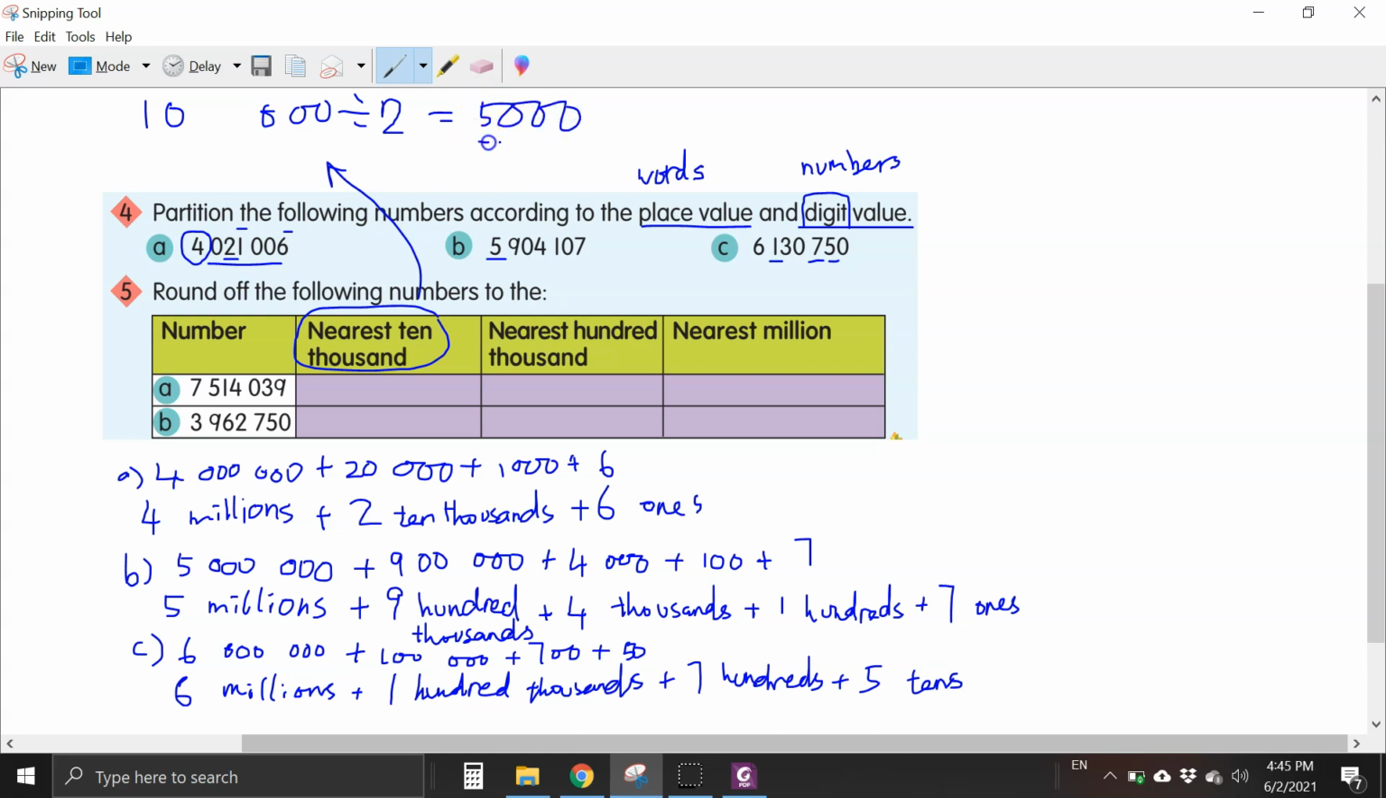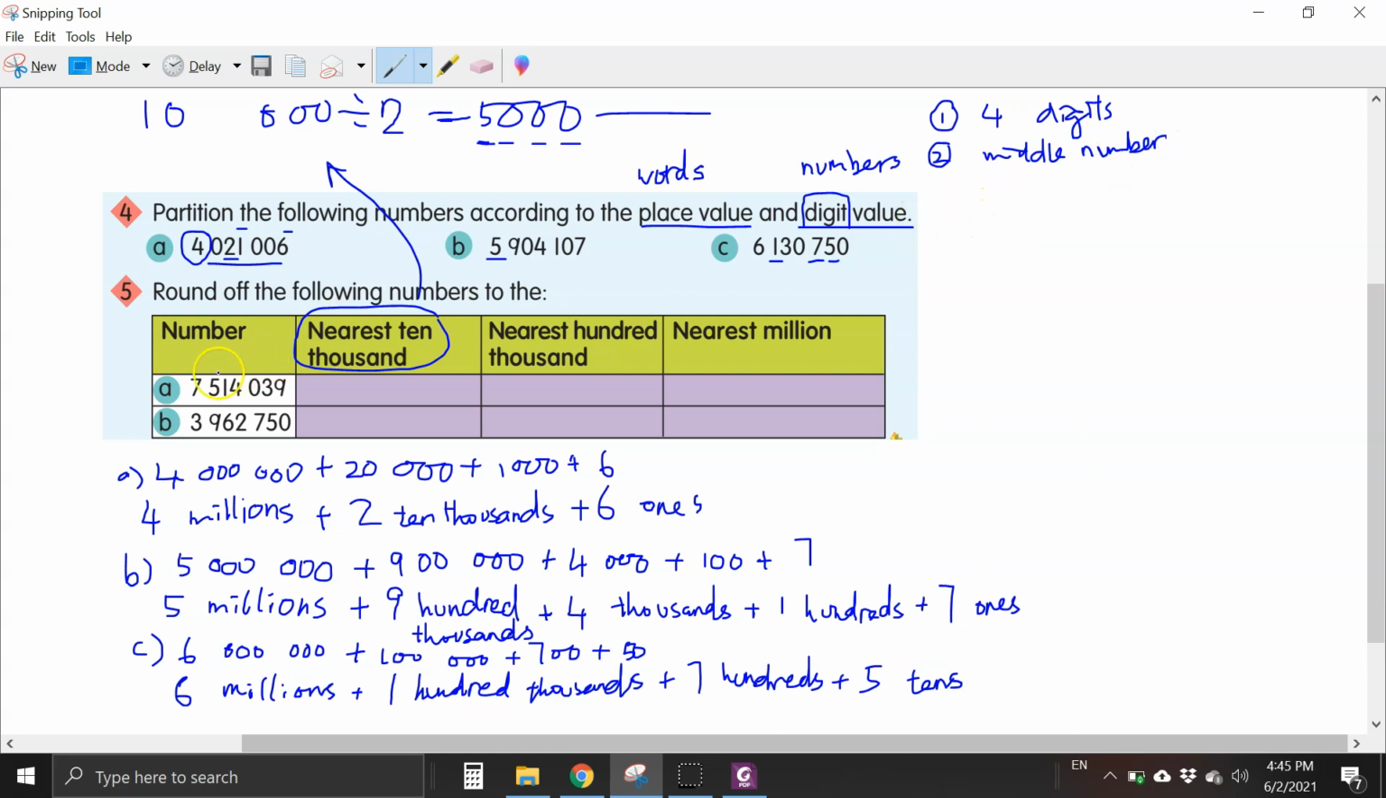Now this 5,000 here has 4 digits. Can you see there are 4 digits here? 1, 2, 3, 4. And this will be the middle number. Now why is this important? First, it has 4 digits, 4 angka. The second one, this is the middle number, nombor tengah.